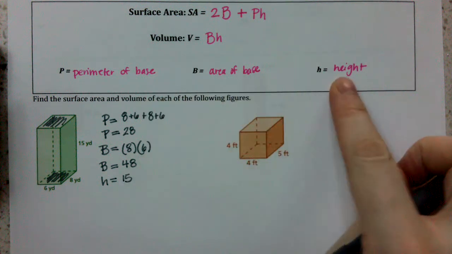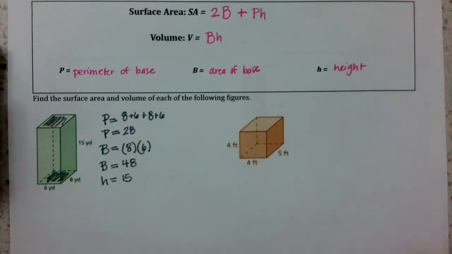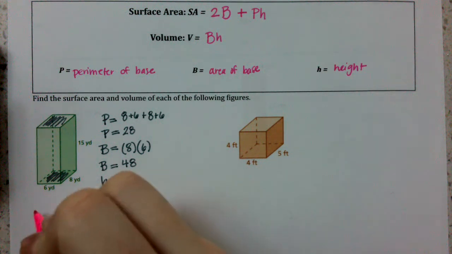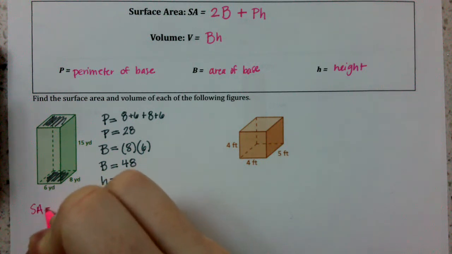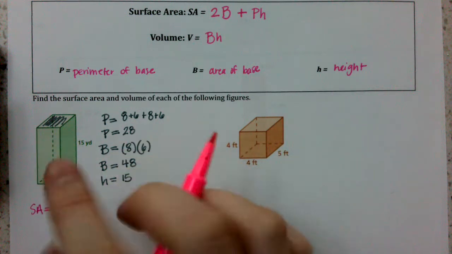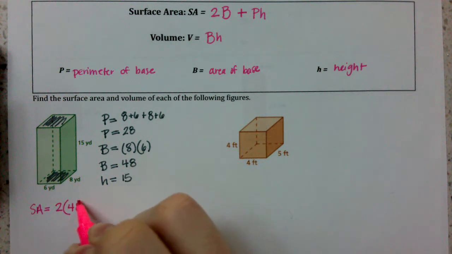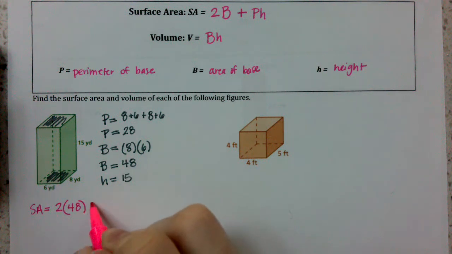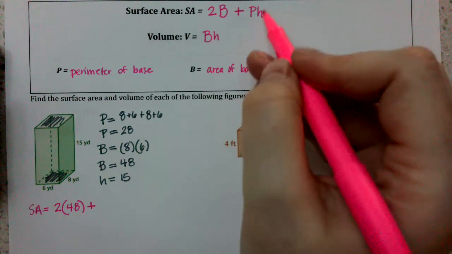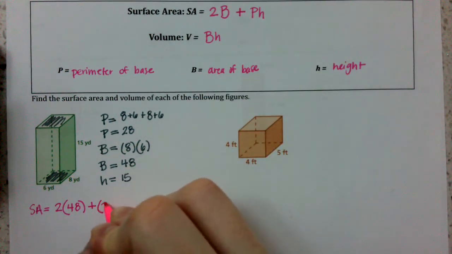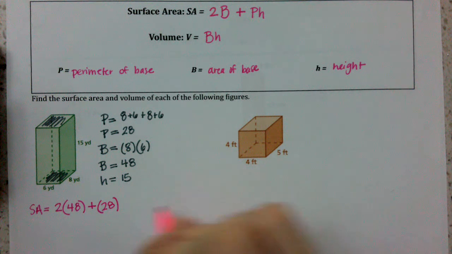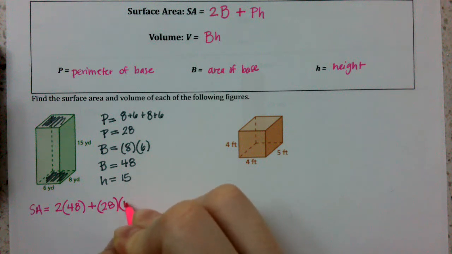Now I have all my pieces, so I can use my surface area and volume formulas. For surface area, we have two bases, so 2 times 48, plus the side, so the perimeter, which is 28, times the height, which is 15.